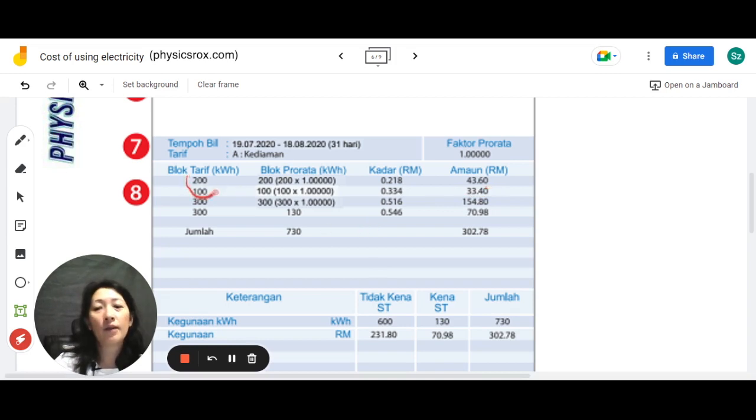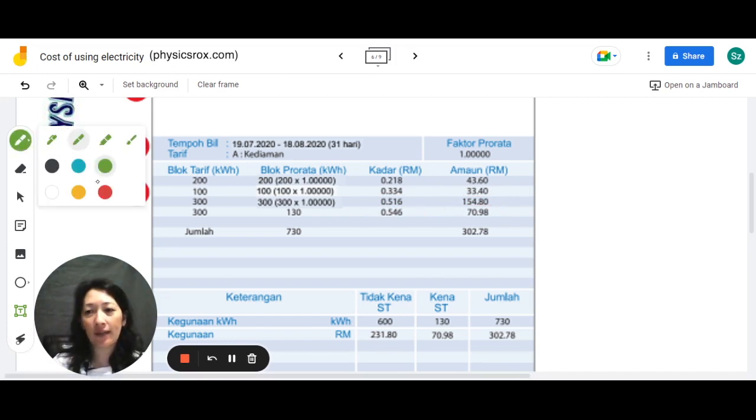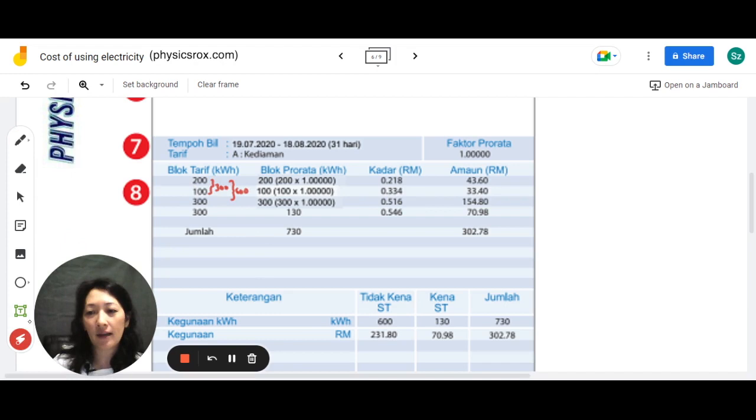Now, 200 plus 100 is only 300, which is still less than the 730. So the next 300 follows this rate. So 300 times 0.516 gives us 154.8. Now, from here, cumulatively, just to show you, this is 300. Then 300 plus 300 is another 600. So now you can see the first 600 we've already calculated, there's still a balance of 130.